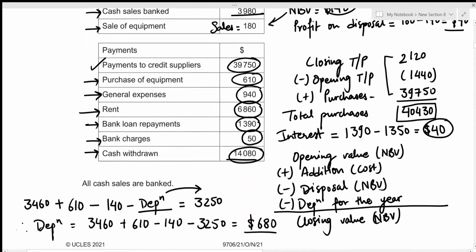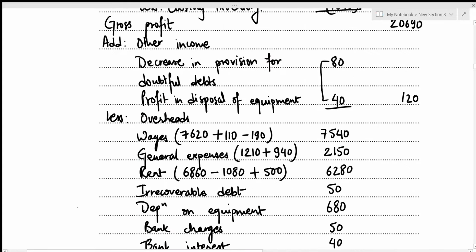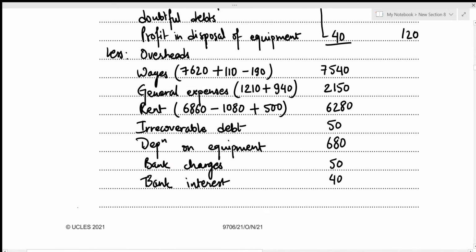So we can just figure out the total for the overheads and then proceed towards figuring out the profit for the year. First, let's figure out the total for overheads. In order to do so, we need to add these amounts. So that's 7,540 plus 2,150 plus 6,280 plus 50 plus 680 plus 50 plus 40, which gives the total overheads to be 16,790. And these need to be subtracted in order to figure out the profit for the year.